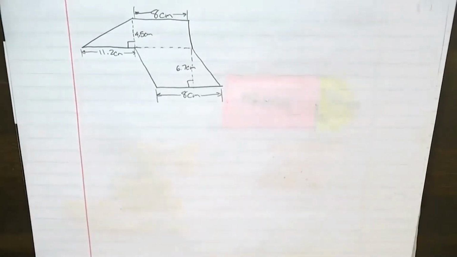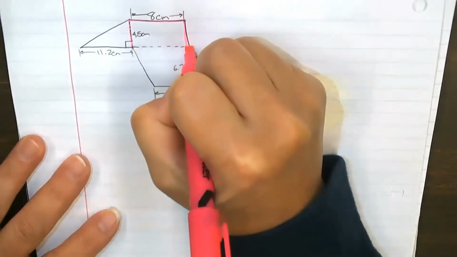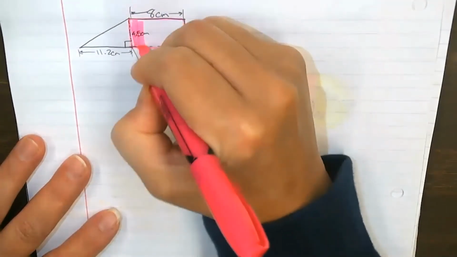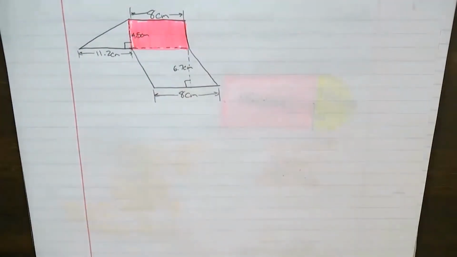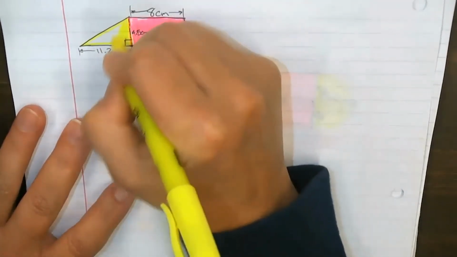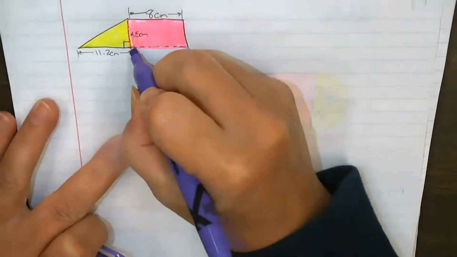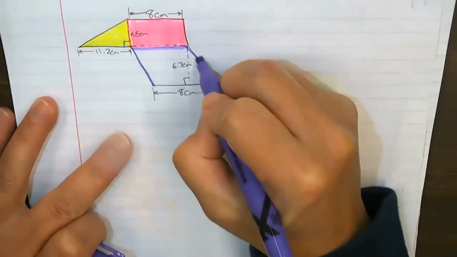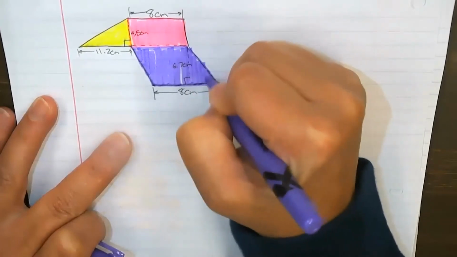Well, the first thing I want to do is break this down into the shapes that I see. So the first shape I see is a rectangle. I prefer to work with rectangles because rectangles are easy. It's length times width. Once I highlight the rectangle, it makes the rest of this a little bit easier. Here's a triangle. And then last but not least, I see a parallelogram. So these are the three shapes that I'm going to be working with.